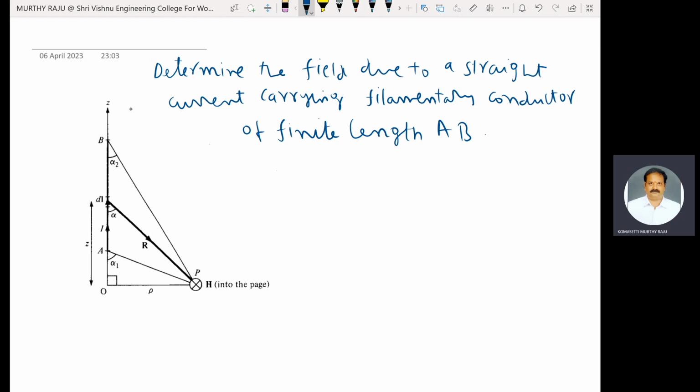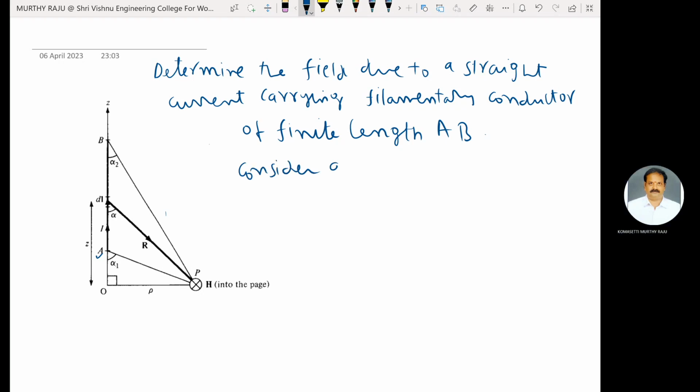Consider a conductor of finite length along the z-axis. The conductor is along the z-axis with its ends, that means upper and lower ends, respectively subtending angles alpha 2 and alpha 1 at the point P, as shown in the figure. The most important point is to consider a conductor of finite length, from A to B. This one is A, this one is B.